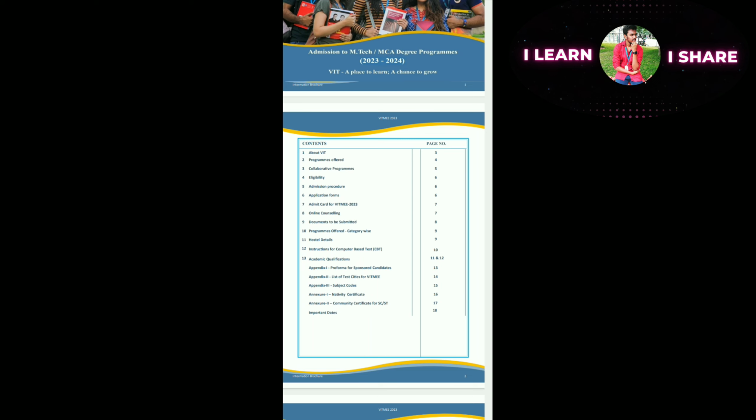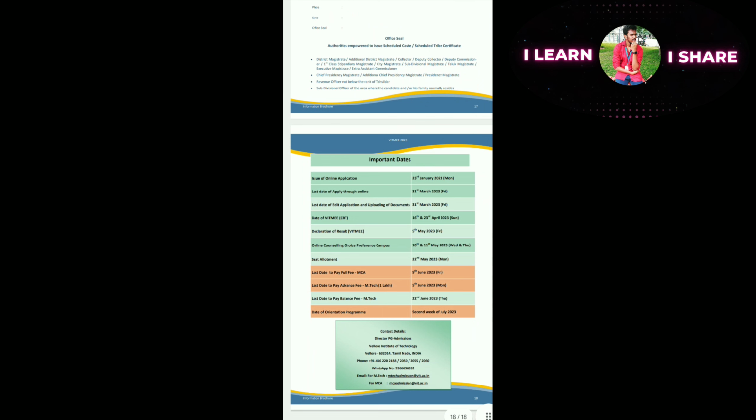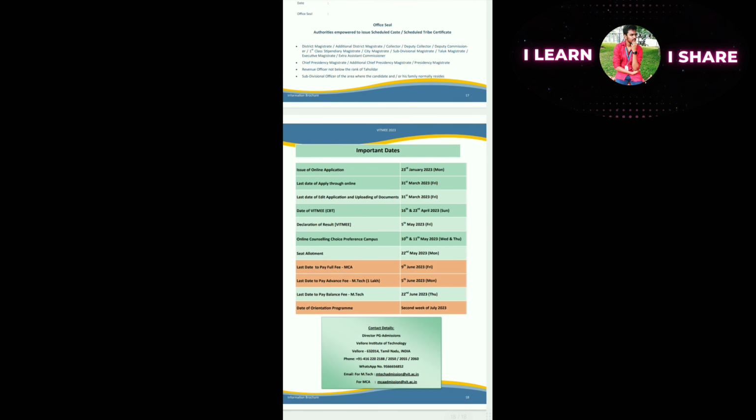In this information brochure they cover VIT programs, the collaborative programs offered, eligibility, the admission procedure, which is most important, application forms, admit card, and then they mention all the important dates. This is very, very important, guys. So note this date. According to this date only they are conducting it, so don't miss this opportunity.